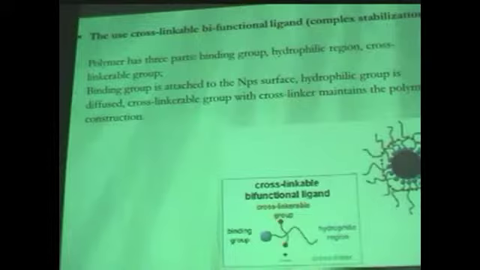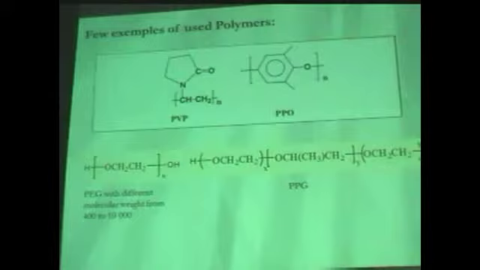Just a few examples of usually used polymers. This is the PVP, PPO, PEG, with different molecular weights from 400 to 10,000 to 12,000, PPG, etc. And usually we functionalize the PEG polymer with different amino groups, phosphonate, carboxylate, etc., in order to provide the covalent anchoring of the polymer on the nanoparticle surface.